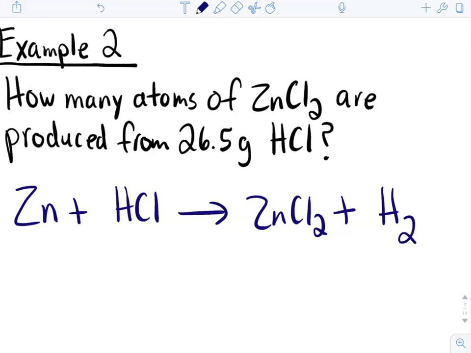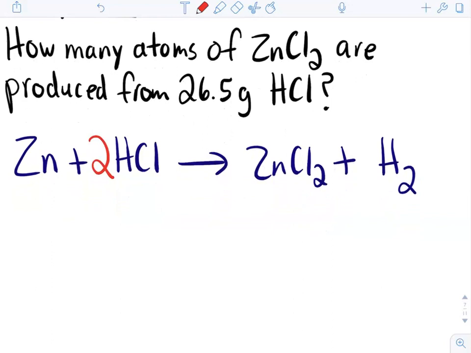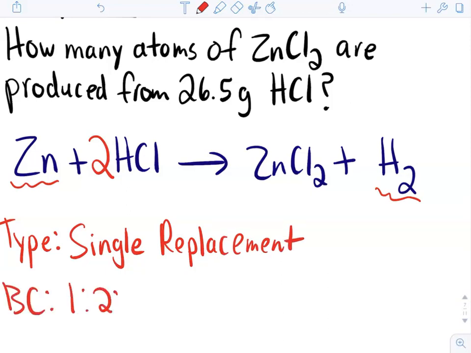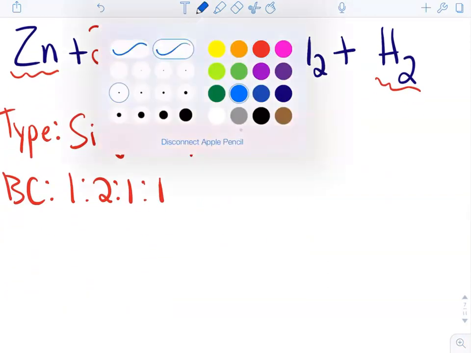Okay? We are not balanced. So in order to balance this one, I need to put a 2 in front of the HCl. I need to also tell the type. So if I look at this, zinc is by itself, hydrogen is by itself. Since I have a single element by itself on both sides of the equation, this one is going to be a single replacement. My coefficients are going to be 1, 2, 1, and 1. And then we start out with our guess method.